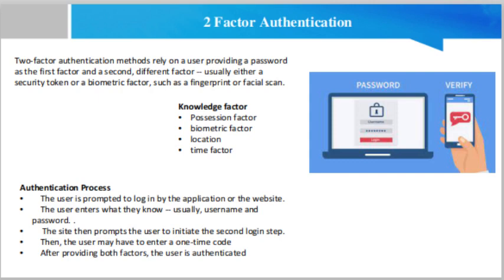Two-factor authentication provides a higher level of security than authentication methods that depend on single-factor authentication (SFA), in which the user provides only one factor, typically a password or passcode. Two-factor authentication methods rely on the user providing a password as the first factor and a second different factor, usually either a security token or a biometric factor such as a fingerprint or facial scan.